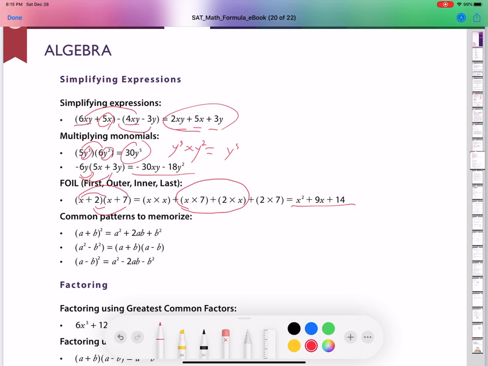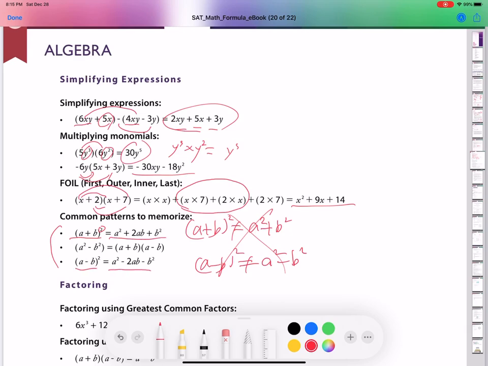And then you have to memorize these three formulas, please. A plus B whole thing squared. Many people confuse this and use the formula the wrong way. A plus B squared is not equal to A squared plus B squared. That is not right. A minus B whole thing squared is not equal to A squared minus B squared. Be careful, it is wrong. A plus B whole thing squared is A squared plus 2AB plus B squared. A minus B whole thing squared is A squared minus 2AB plus B squared. It's plus B squared.